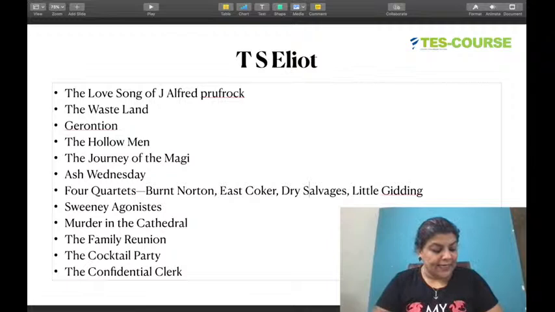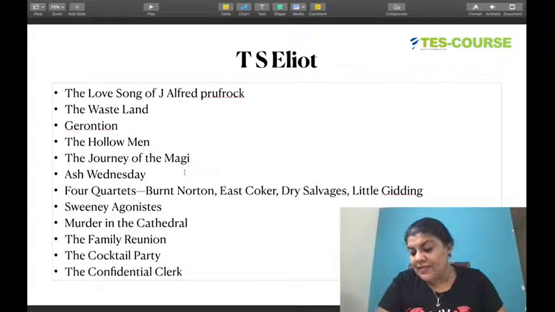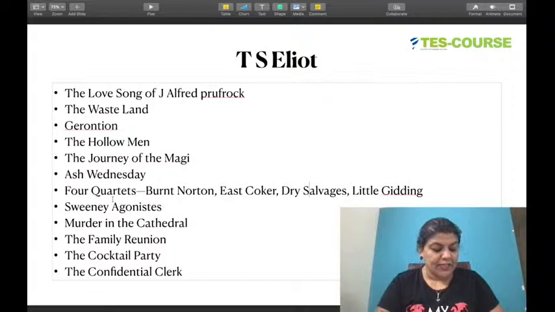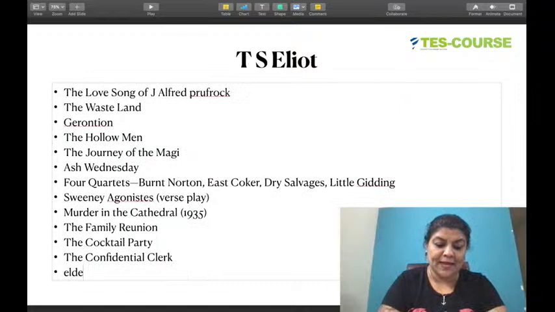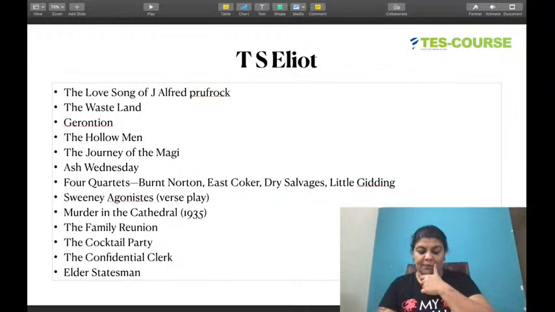Okay. And these are all very religious poems, okay? Journey of the Magi, Ash Wednesday, Four Quartets, these are all very religious poems. Sweeney Agonistes is a verse play, okay, guys? And Murder in the Cathedral, 1935, very important verse play. Family Reunion, The Cocktail Party, The Confidential Clerk, and The Elder Statesman. These are other important plays. Verse plays they are.